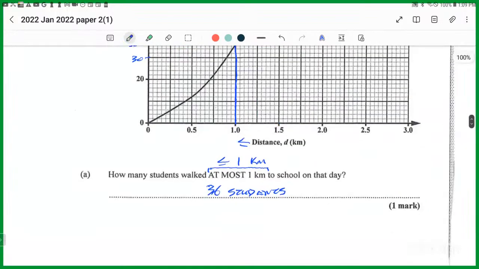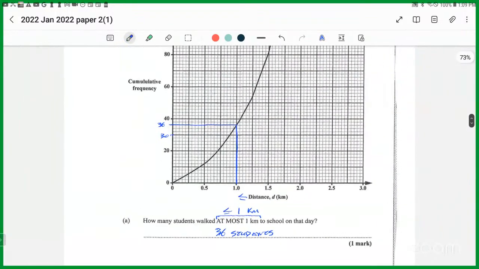But okay with that? Nice and easy. Yes, very good, sir. Yes, sir.